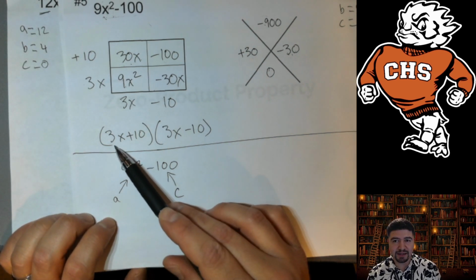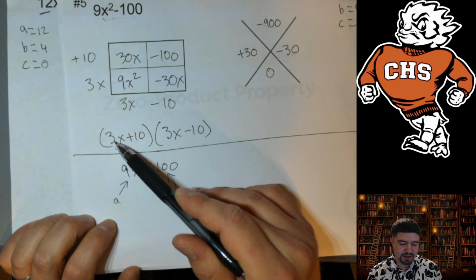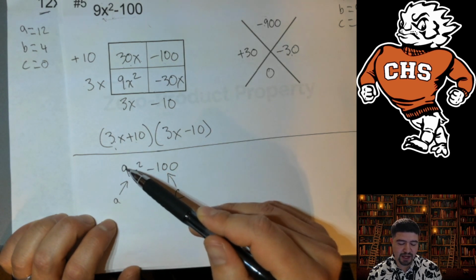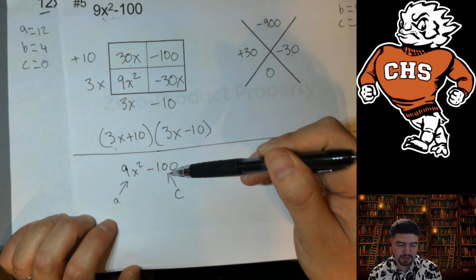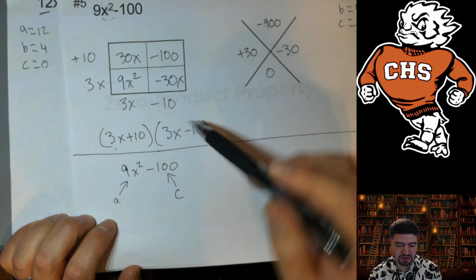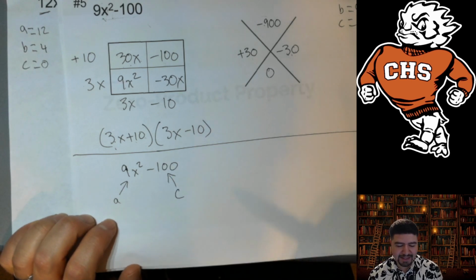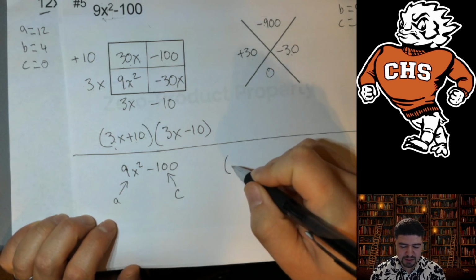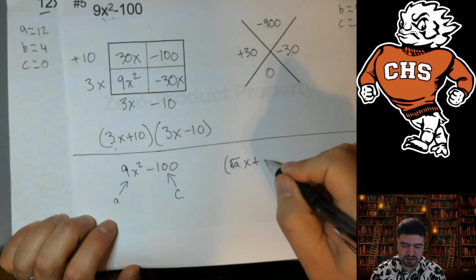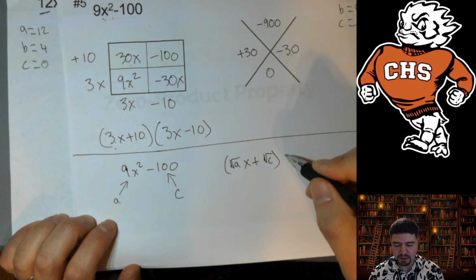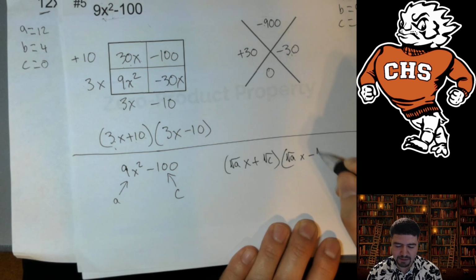So if you look at the factored form that we got, 3 is the square root of 9, and 10 is the square root of 100. And if I look at this one, the numbers are the same. So again, 3 is the square root of 9, 10 is the square root of 100. That's not a coincidence. This is always going to take the form of the square root of a, x, plus the square root of c, and then times the square root of a x minus the square root of c.